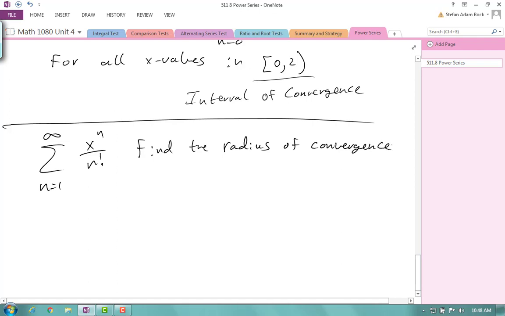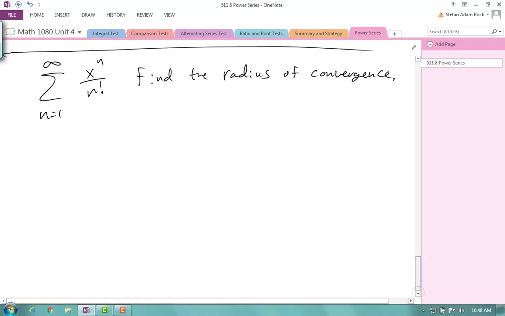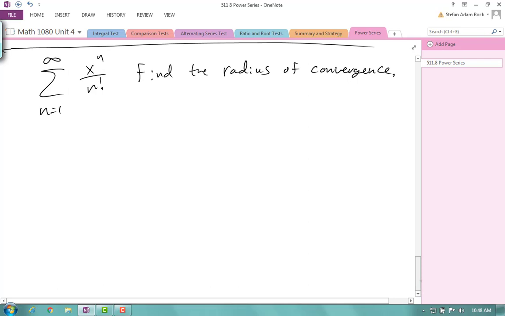I don't feel like doing the extra work to test the endpoints. Then, let's see. I would have to do a root or ratio test because all of these power series are going to have x to the n's, which basically say that you should do the root or the ratio test. That's if it's not a really easy series. But I have an n factorial, so I'm going to use the ratio test.